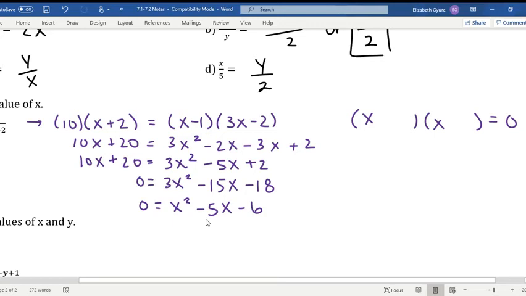Which ones did you say? Negative 6 and 1. Let's see. Negative 6 times 1 is negative 6. Good. Negative 6 plus 1 is negative 5. Very good. Does anyone know why I said to be careful with this one?